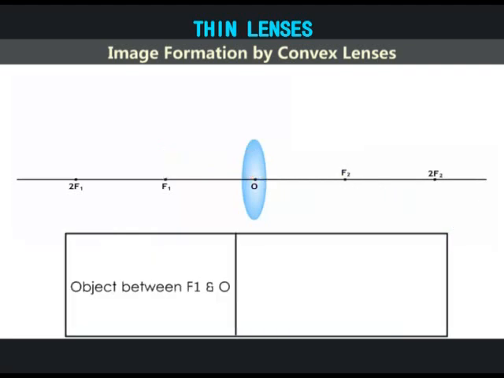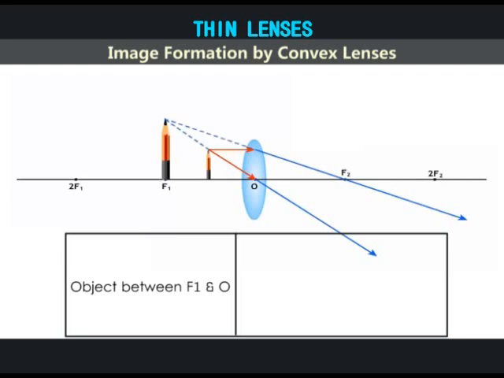When the object is placed between f1 and O, the emergent rays appear to be diverging. But if we extrapolate them backwards, we find the image is formed at f1 on the same side of the lens as the object. The image is virtual, erect, and magnified.